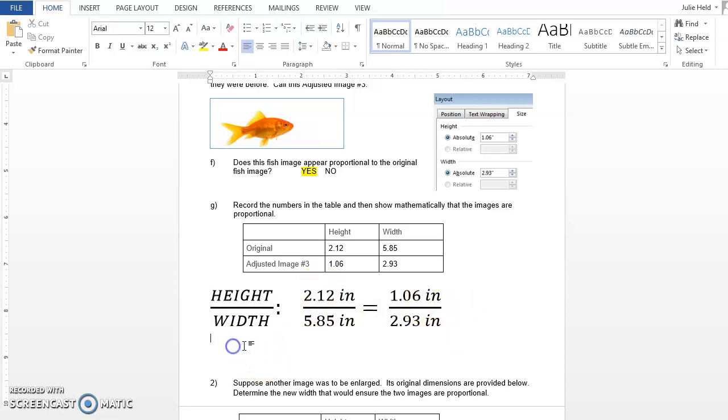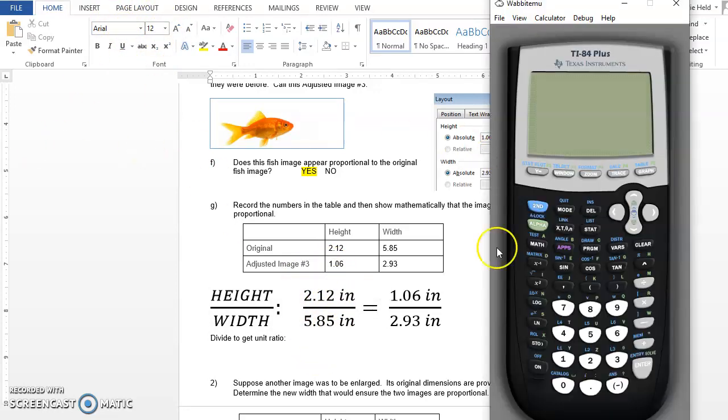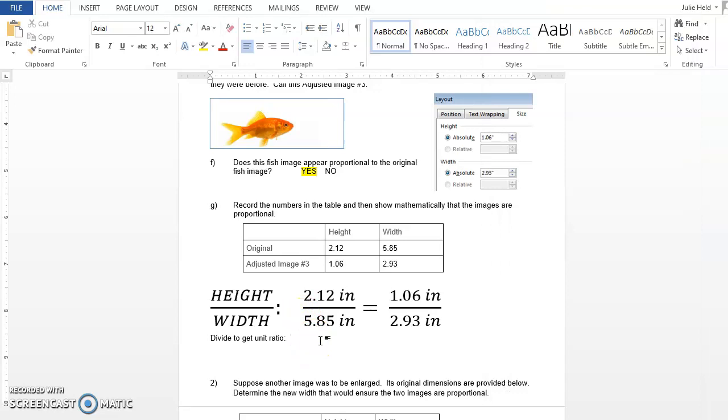So how can we tell? One way would be to divide and get a decimal for both and get the unit rate. The unit ratio would be per 1 for both, so that would help me compare. So I'm going to do that. 2.12 divided by 5.85 is 0.36. That also means that the height is 36% of the width. So we've done interpretations relative to percents.